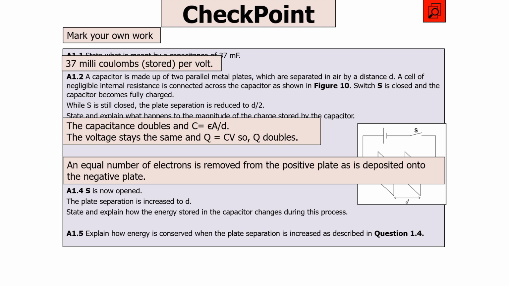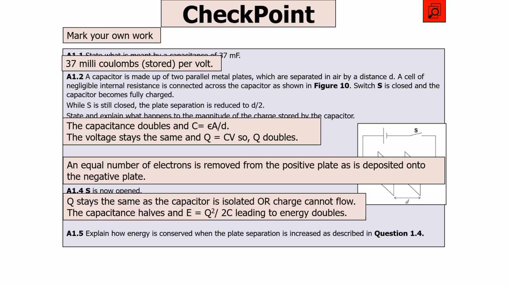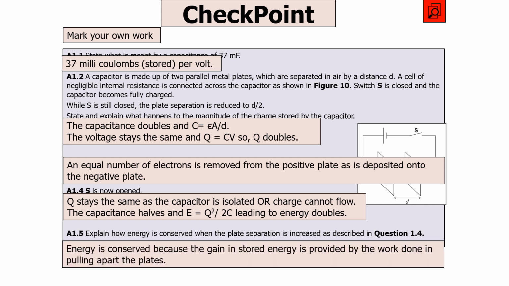Now in our next question here, okay, you know that the charge will stay the same because the capacitor is isolated, so the charge can't flow. So therefore, if the capacitance halves and we use our energy stored in the capacitor equation, the energy will therefore double. And then how will this energy be conserved? Because the gain in stored energy is provided by work being done into actually pulling the plates into a further separation away from each other.